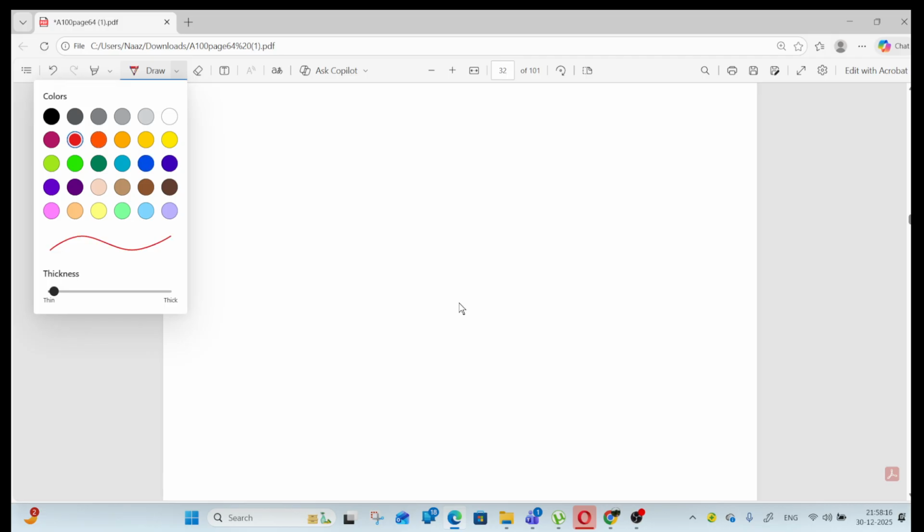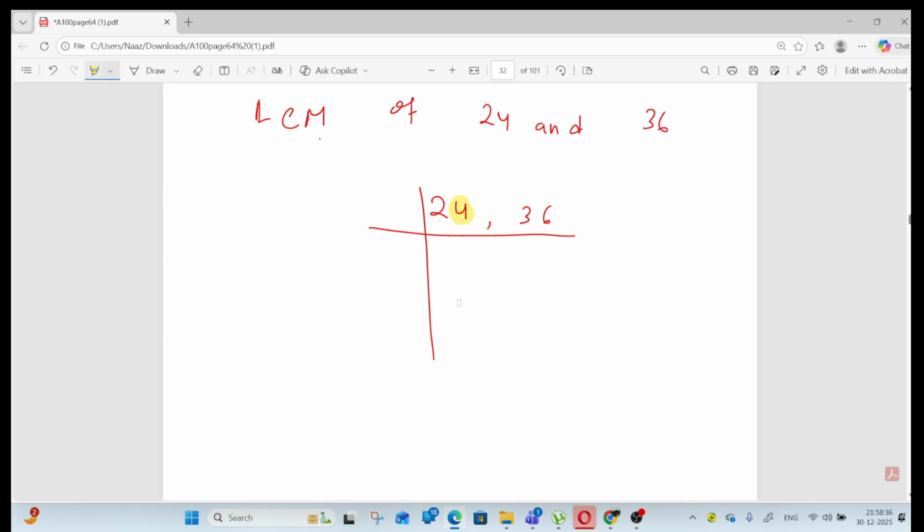Very good. Now there is an easy way to find LCM and HCF, okay? Because doing this method can be complicated, so we should use the easy way. Let's say we have to find the LCM of 24 and 36. We can write 24 and 36 together, and because they both are even numbers, if you see the last digit is even, we can divide them by 2, right?